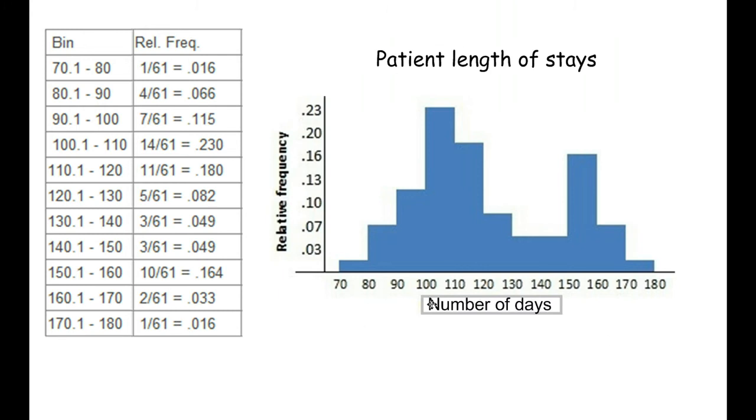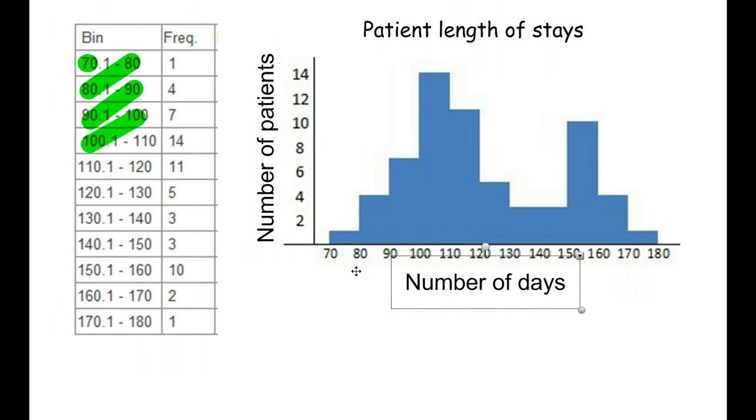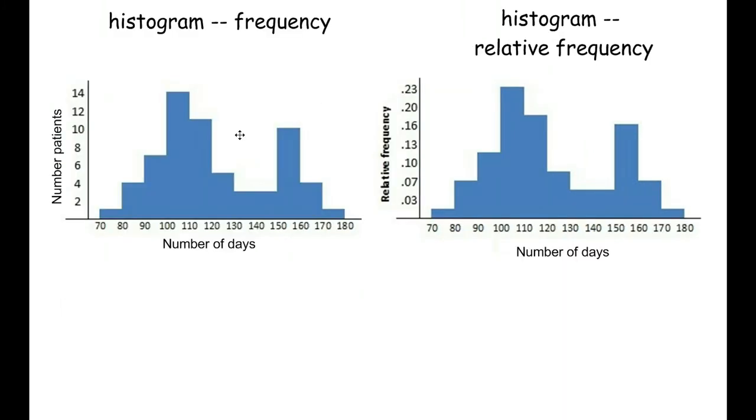Now we have our relative frequency chart, which looks very similar to the frequency chart. The shape and everything is exactly the same, as you'll see when you compare these two. The only real difference is how you label your vertical axis. So it doesn't really matter if you're creating a frequency-based histogram or relative frequency-based histogram. It's going to give you effectively the same result.